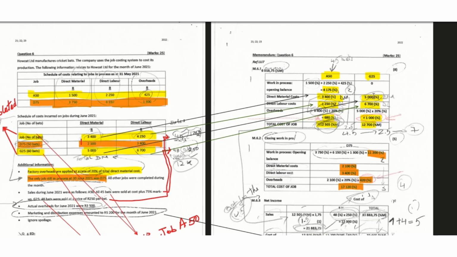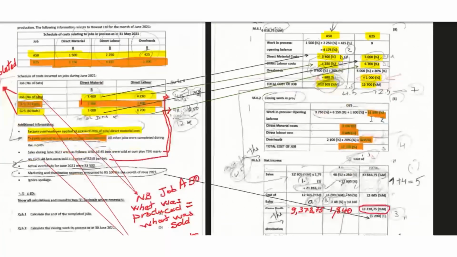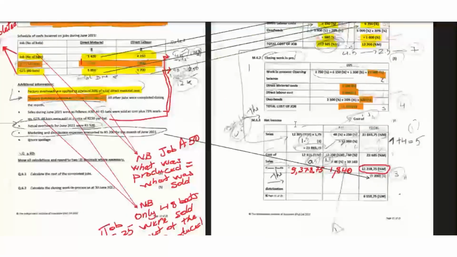For G25, there was no opening balance, so we don't need to worry about that. What we worry about is the direct material, the direct labor, and the third of the three musketeers, sorry, the overhead. We will take the 5,000, which is the direct material cost. 20% of it represents the factory overhead of 1,000. Right, so we add everything together. And that's it. Question number 1 is done.